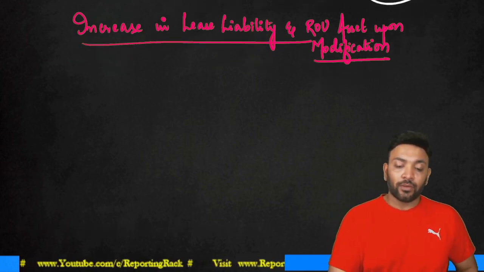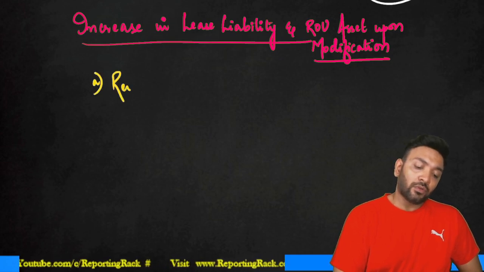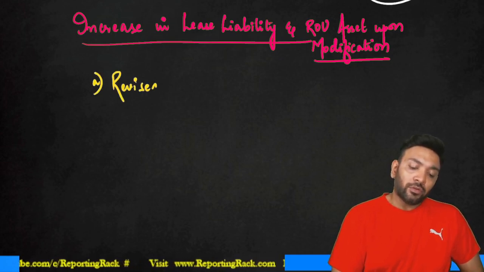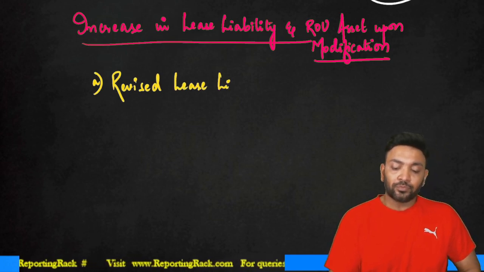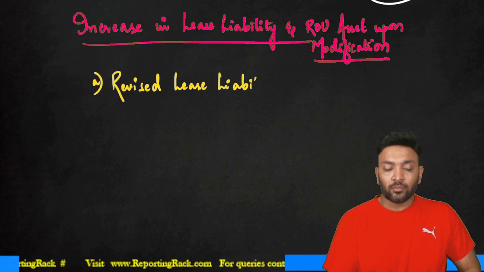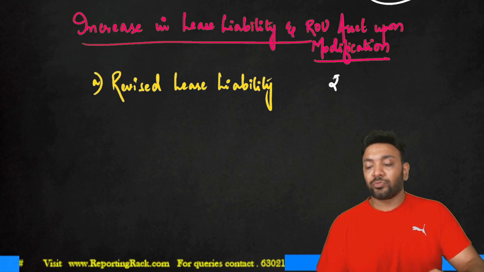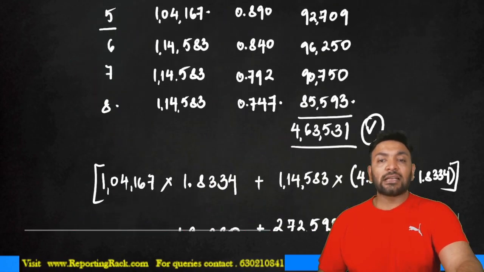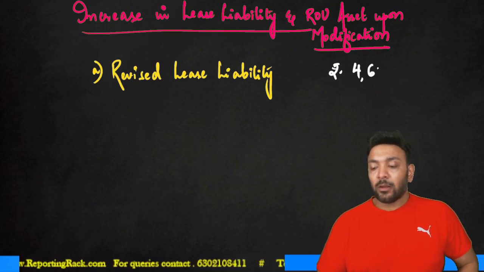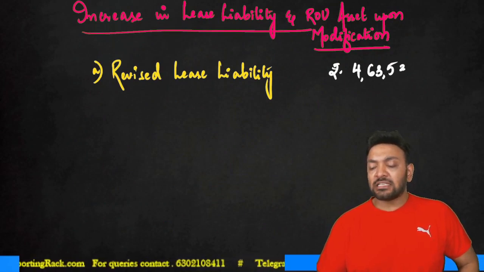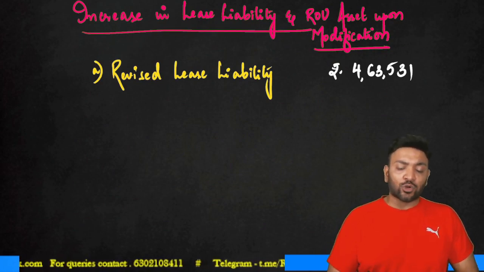Calculate. Revised lease liability is how much? 4,63,531. I'm not taking the PVAF one, guys. I'm taking the present value factors one. 40 rupees of here and there difference. It's okay.